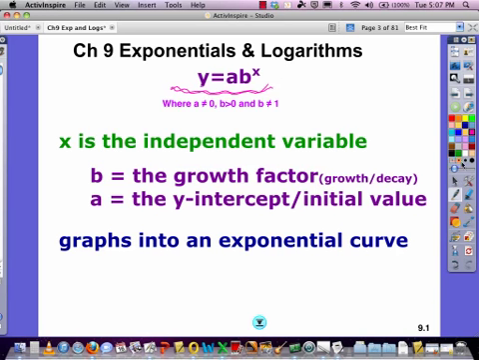Now take a look at the restrictions where a cannot be 0. Because you can see if a was 0, it would wipe that whole thing out. 0 times anything, 0. B we're going to assume is a number greater than 0. Could be a fraction, but it has to be positive. So b has to be a positive number. But b cannot equal 1.